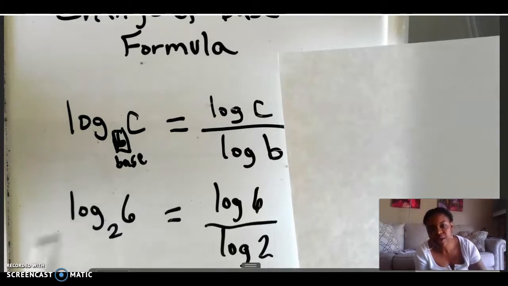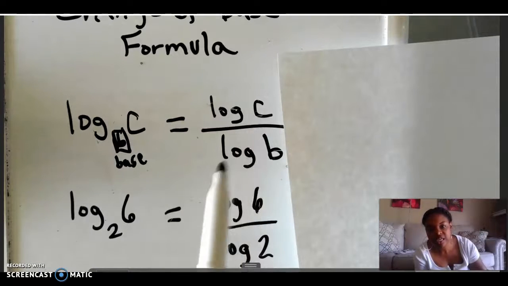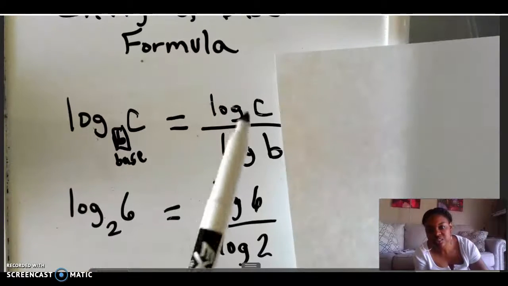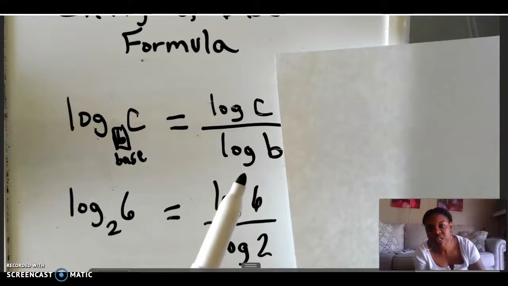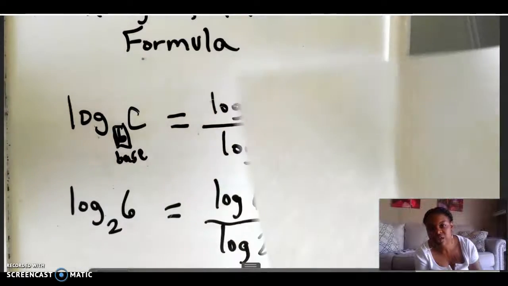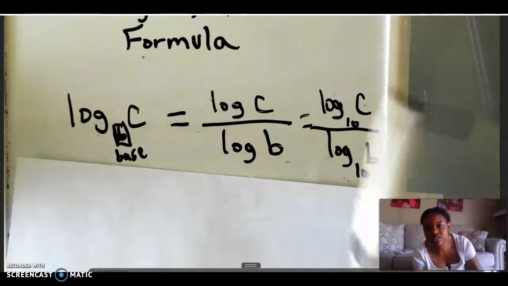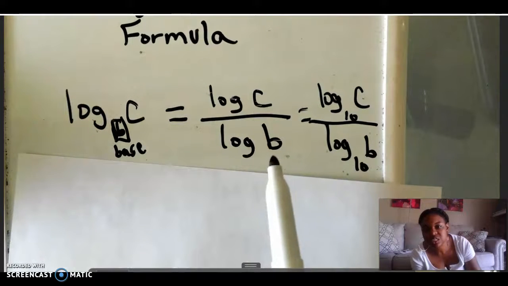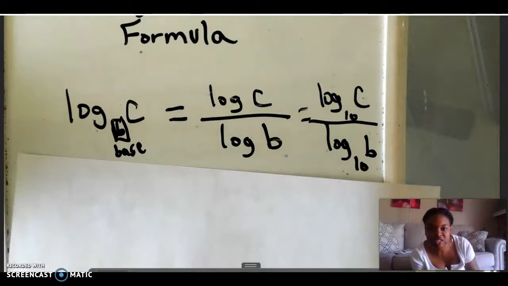So we can rewrite that. We change the base so that we have log of c divided by the log of b. What happens is our base doesn't need to be specified here. We're just taking the log of c and the log of the base b and dividing. Another way to think about that is log of c base 10 and log of b base 10. Whenever you don't see a base, you assume the base is 10. So this is the change of base formula.